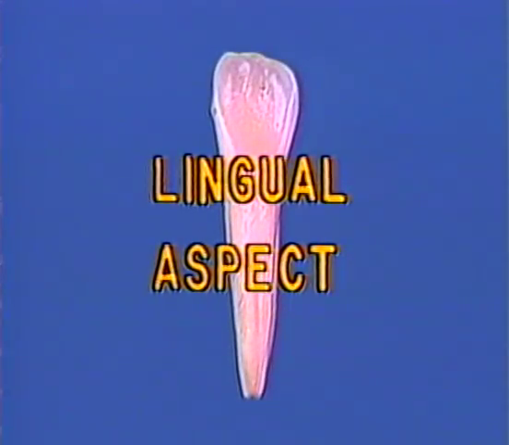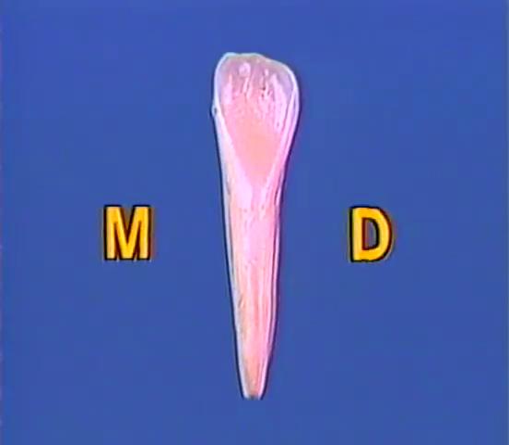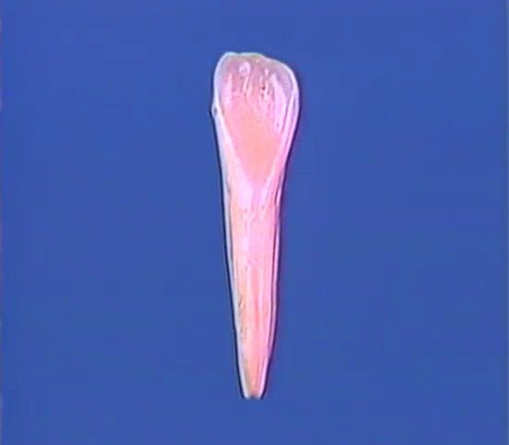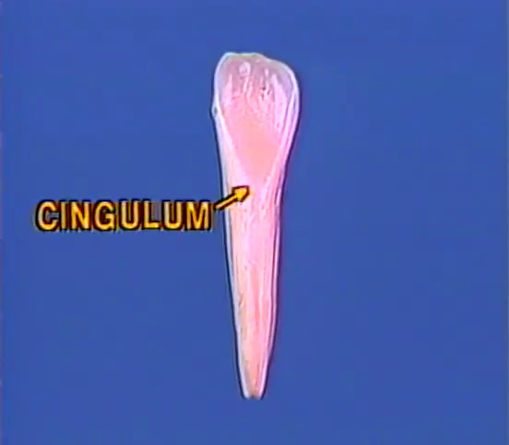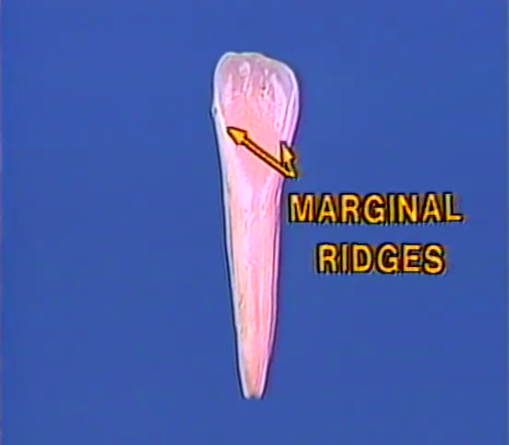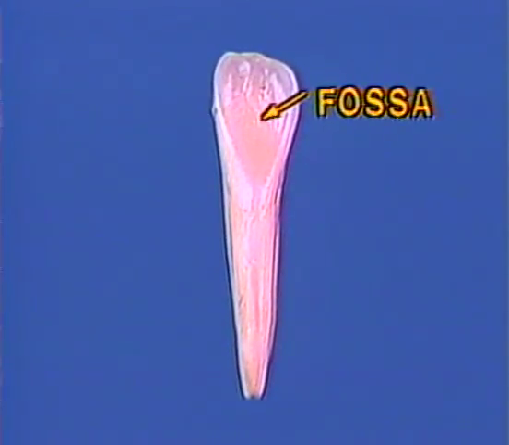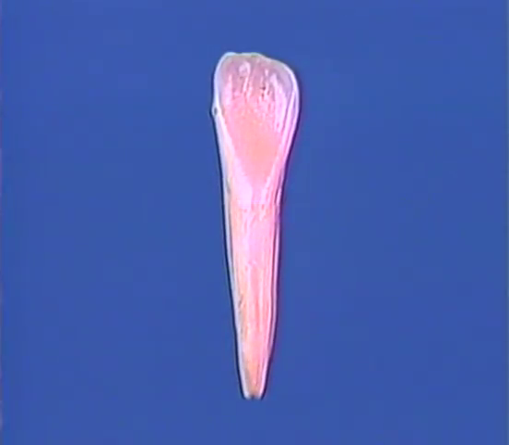The lingual aspect. The view from this aspect reveals an outline similar to that as seen from the labial. The structures of the lingual surface, cingulum, marginal ridges, and fossa are generally not prominent, just as in the central.